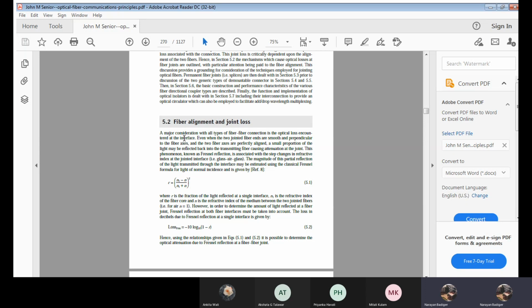That estimation is done using one classical Fresnel formula, for light of normal incidence. It means we make the light enter normally along the second fiber axis, but still, due to the reflection, to calculate this reflection amount we have a small equation. Now what is that equation? R is equal to (n1 minus n) divided by (n1 plus n), whole square. Now we already know what n1 is. n1 is the refractive index of the core.